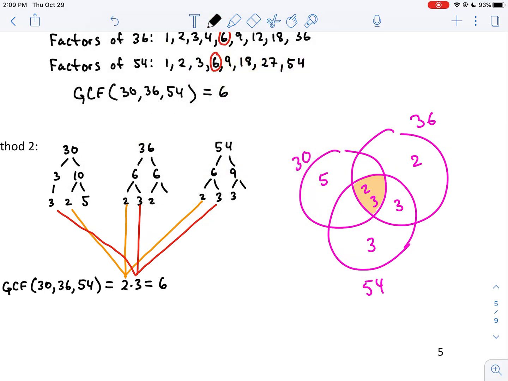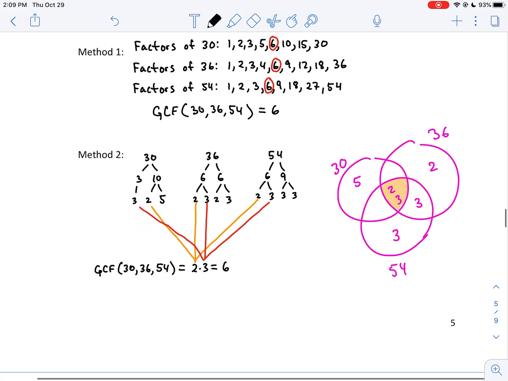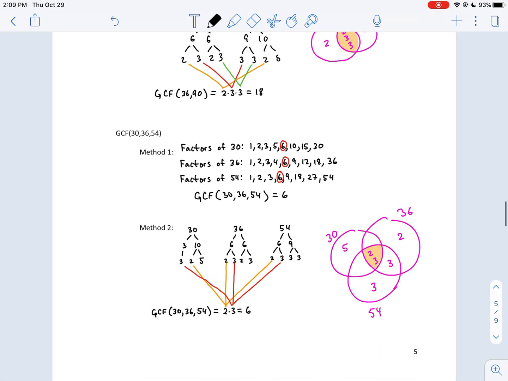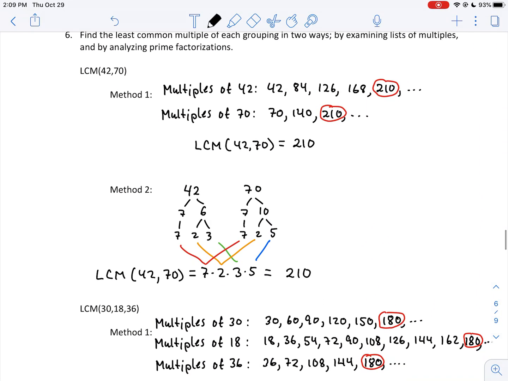So here's sort of a Venn diagram approach to looking at all the different factors. Oops, I did some erasing I didn't want to do. Get those back. 2 times 3 will be the GCF. I kind of like this Venn diagram approach because it's going to help me generalize on the second to last question in this homework.